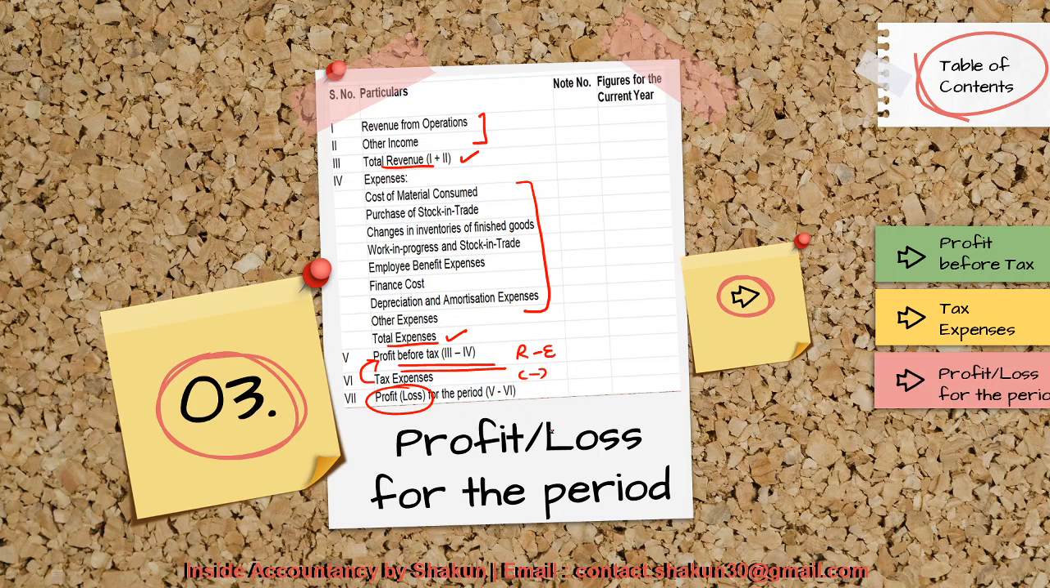So this is the format of the statement of P&L, and you are expected to learn it by heart, and to remember the sequence in which the items have been placed here. So anything wrong that you do will result in losing marks, right? So profit before tax is calculated by subtracting the expenses from revenue. Tax expense is calculated on PBT and then subtracted, and the net result is the profit and loss for the period.